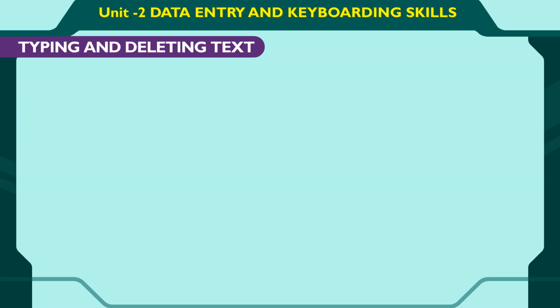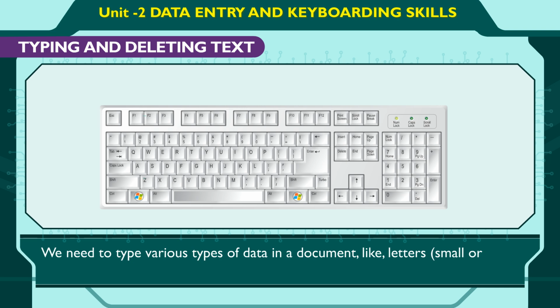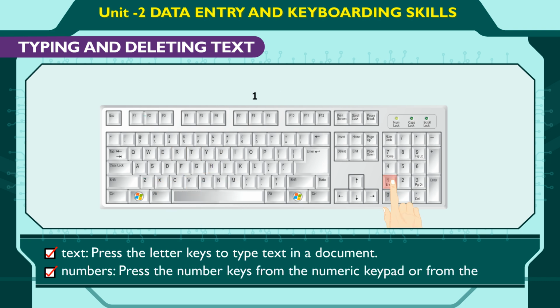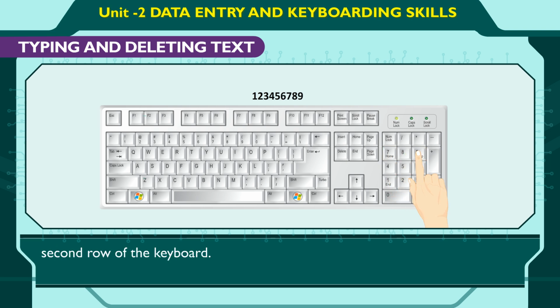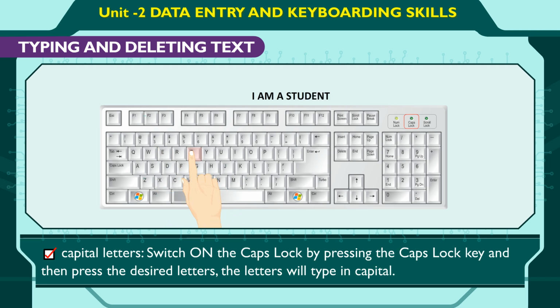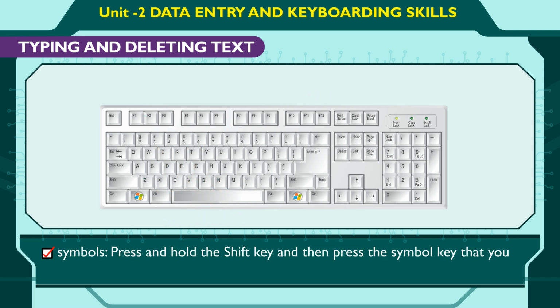Typing and deleting text. We need to type various types of data in a document like letters, small or capital, numbers and symbols. To type text, press the letter keys to type text in a document. Numbers. Press the number keys from the numeric keypad or from the second row of the keyboard. Capital letters. Switch on the caps lock by pressing the caps lock key and then press the desired letters. The letters will type in capital. Symbols. Press and hold the shift key and then press the symbol key that you want to type.